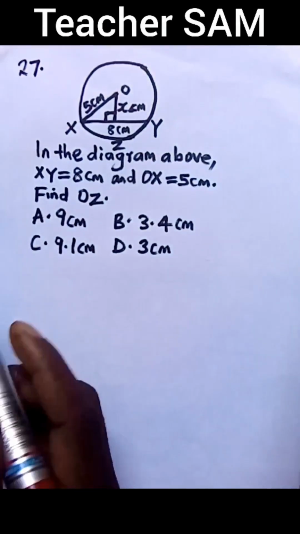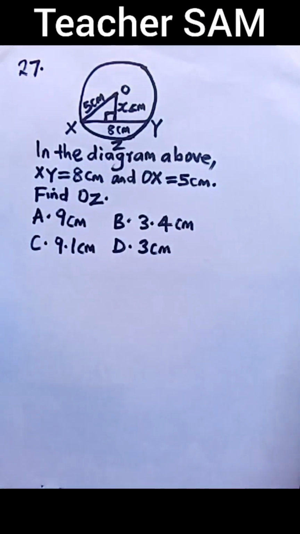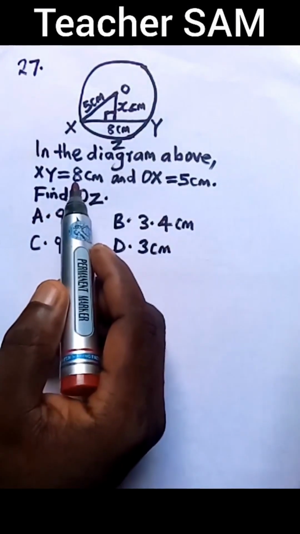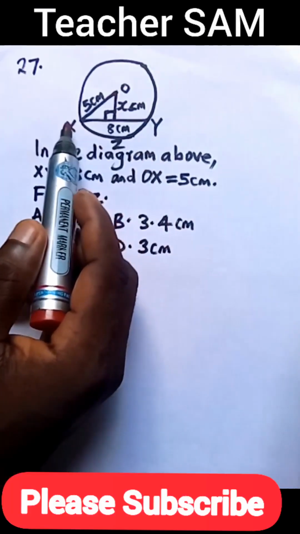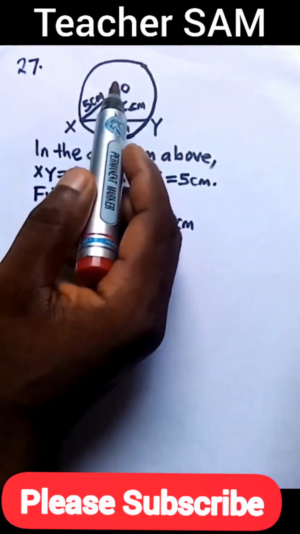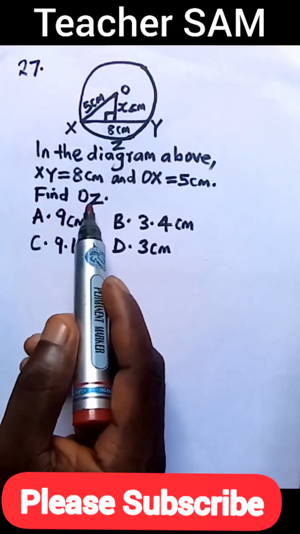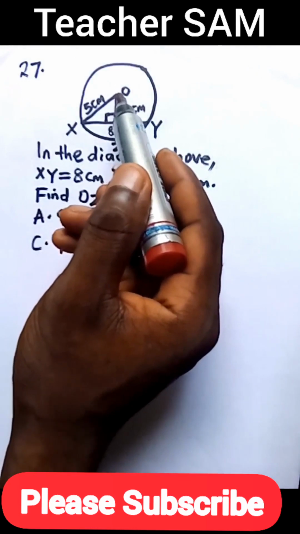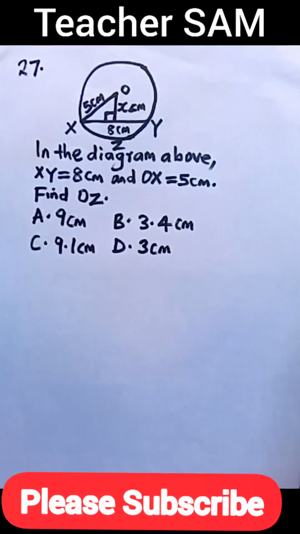That is not given. And we have X here, we have O, we have Y, we have Z. Now in the diagram above, XY is equal to 8 cm. OX, which is the radius, is equal to 5 cm. We are asked to find OZ, that is the distance from the center of the circle to the length of the chord.